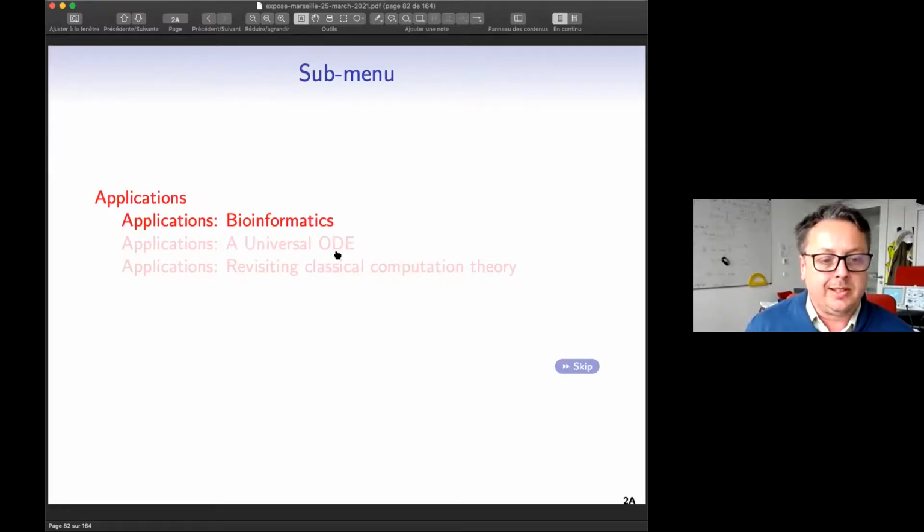The 2 others are: we prove the existence of a universal ordinary differential equation, so a fixed ordinary differential equation able to approximate over all R any function. And we also got to revisit classical computation theory using this tool. Okay, just a few words on this bioinformatic approach.